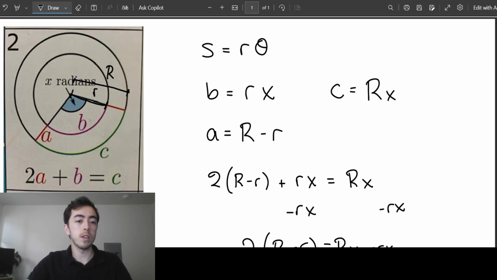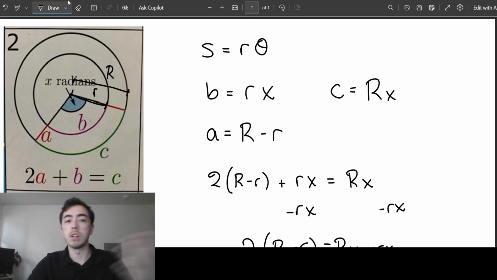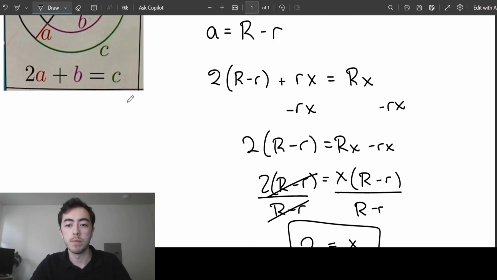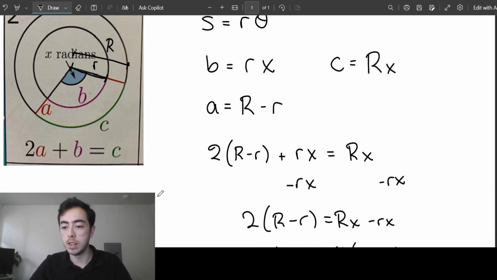So what's kind of cool here is that it doesn't matter what the radii are. We could make this inner circle a lot smaller. We could make the outer circle a lot bigger. This feature, I suppose, of this particular diagram does not depend on the radii. It just depends on x being 2 today. So that's a fun problem. I think we're all done.